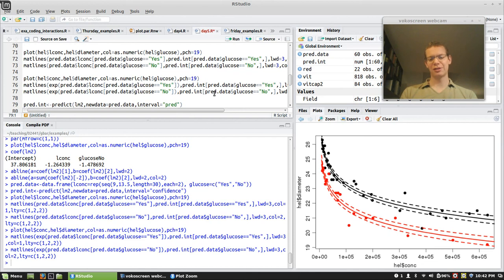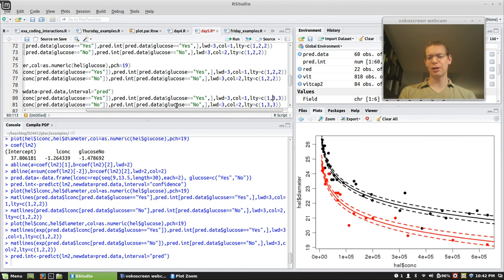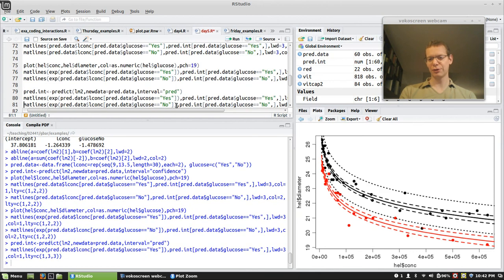Again, we see a clear separation, but we also see some very pronounced nonlinearities when we get down to low concentrations. If we want to add a prediction interval as well, we'll just do the predict with a prediction interval and adding some new lines. The only difference here being that I'll have some dotted lines rather than some dashed lines, so you can see the difference.